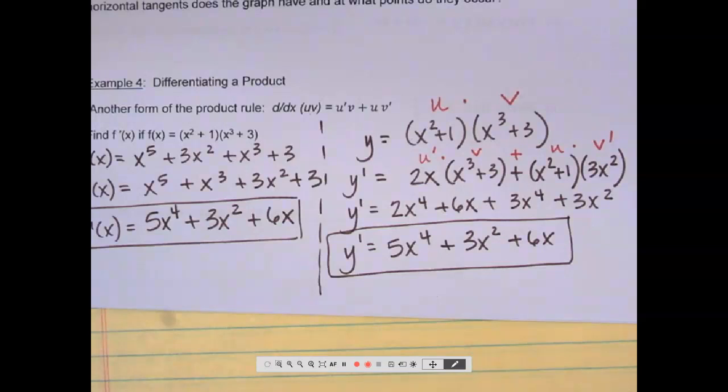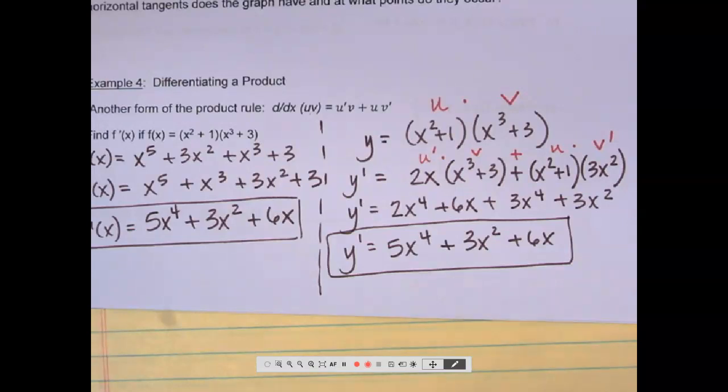When is eventually? In the not too far future. When, tomorrow? They quiz, can we just distribute? Yeah, I don't think we'll have any by then that will necessitate the product rule.